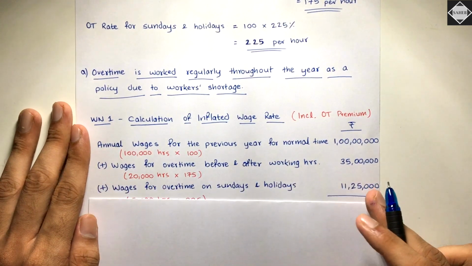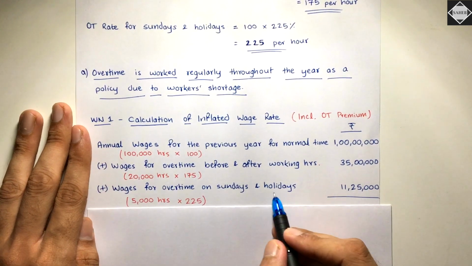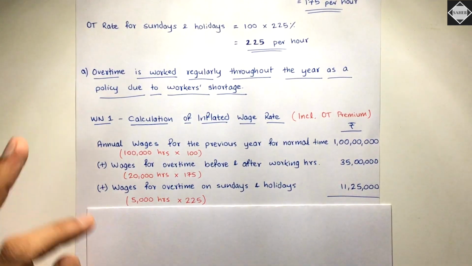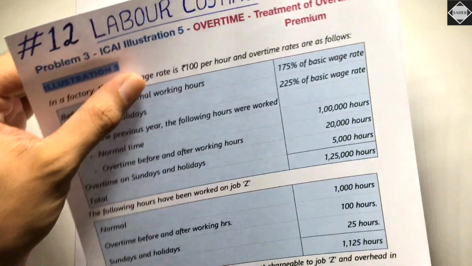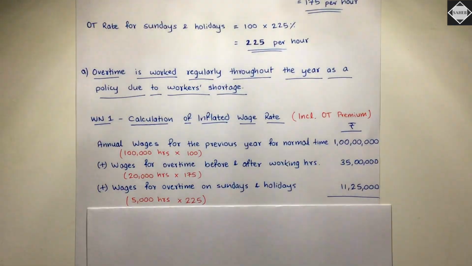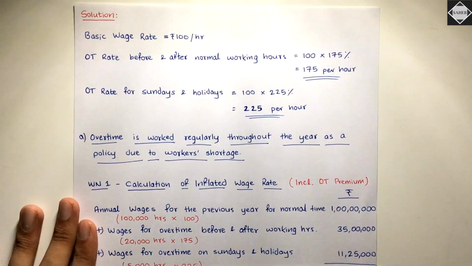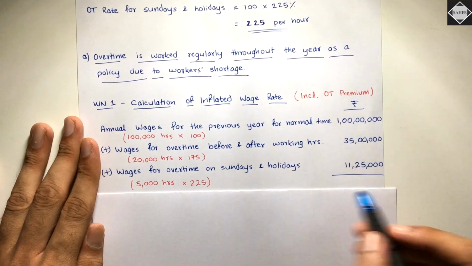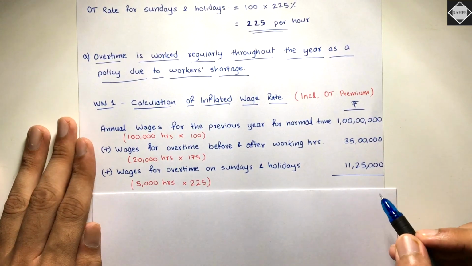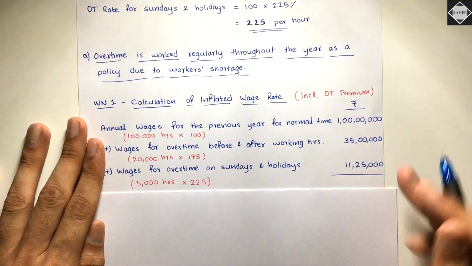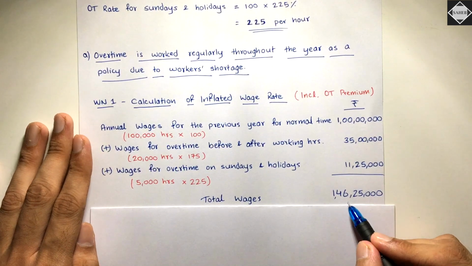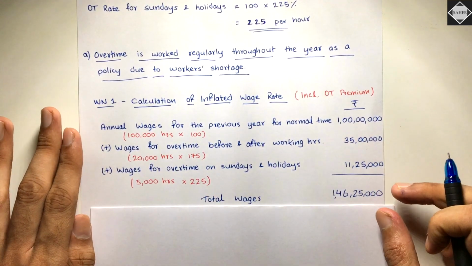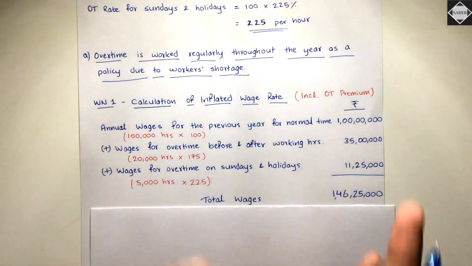And then you have to add wages for overtime on Sundays and holidays, right? So all the three you have to take, and it is 5,000 hours. So 5,000 hours into 225, the rate which is there for the weekends and holidays, that rate you have to use. So that's equal to 11,25,000. Now if you add up all of this, it is equal to 1,46,25,000. Is it clear? These are the total wages that have been paid last year, previous year.